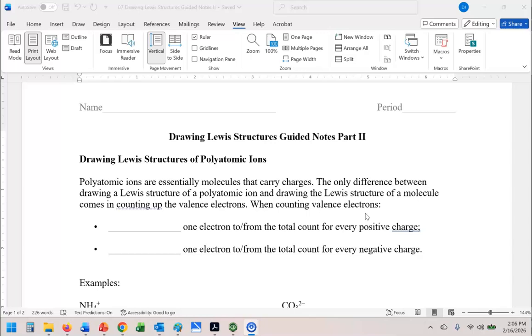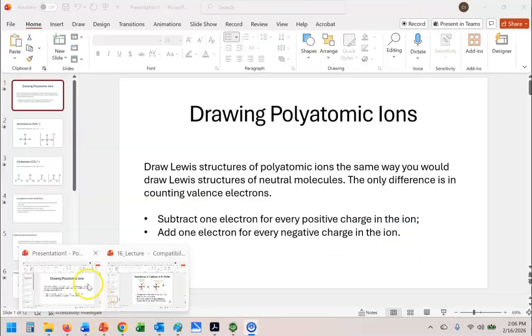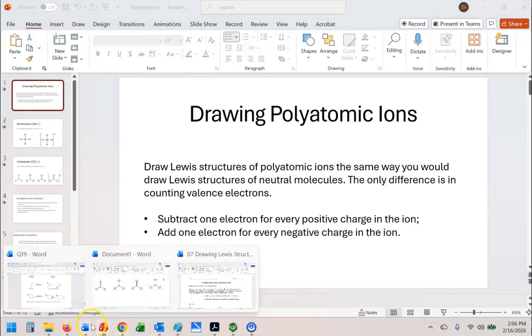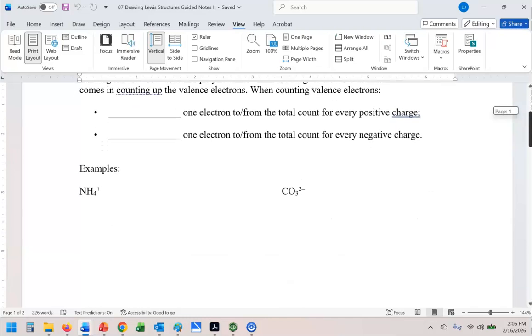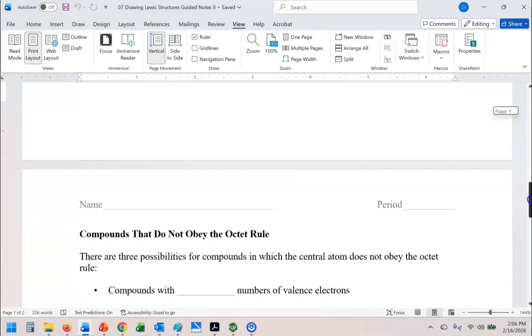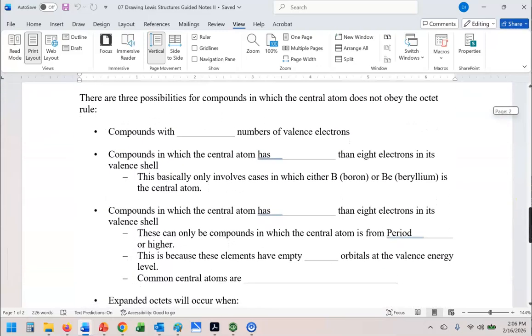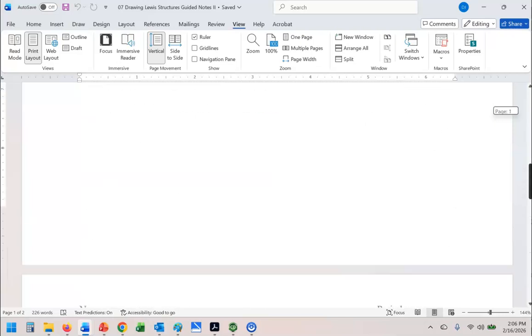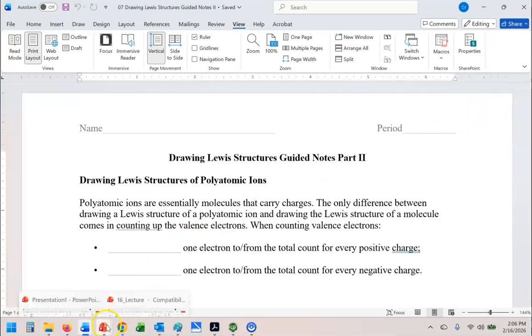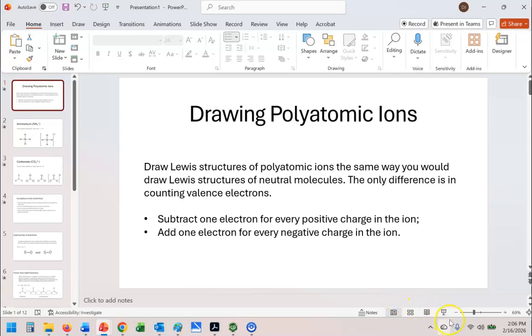And so today I am going to oblige you, and this video is going to be about how to complete the guided notes part 2 on drawing Lewis structures. So let me get to a PowerPoint presentation. It starts with talking about drawing structures of polyatomic ions. Then it goes on to talking about various exceptions to the octet rule, and then how to draw the Lewis structures of compounds that are exceptions to the octet rule. So let's jump into the slides.